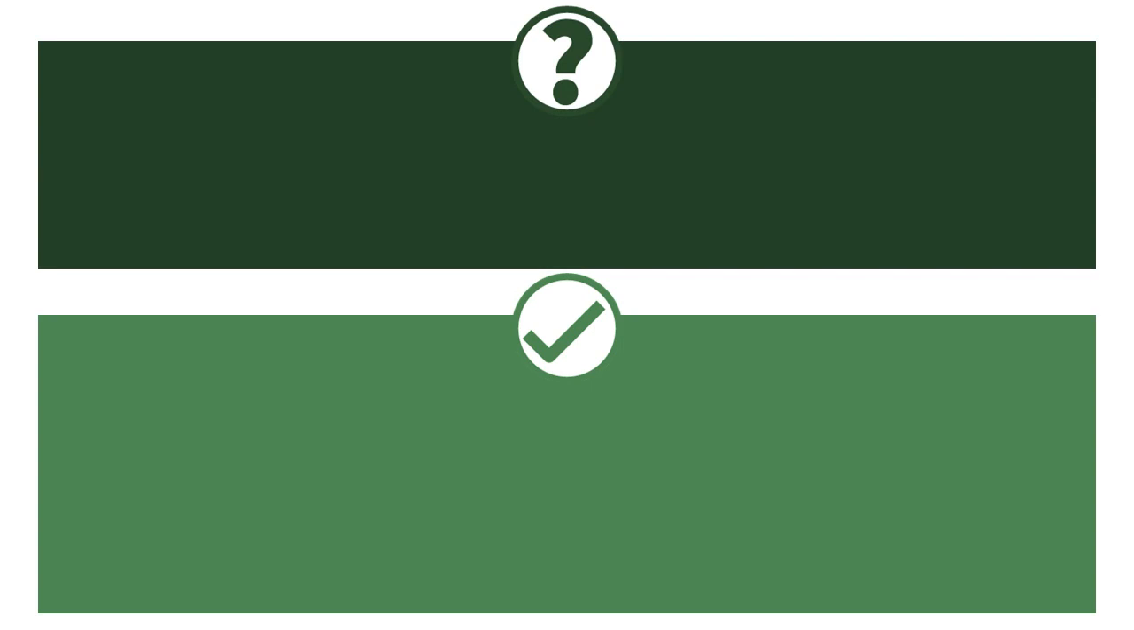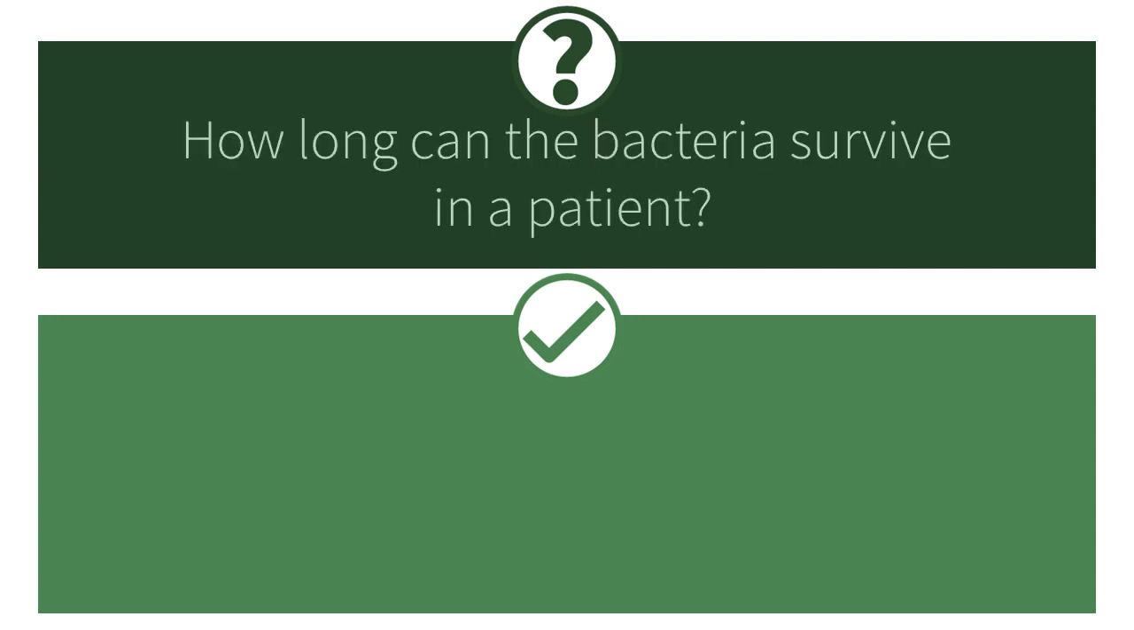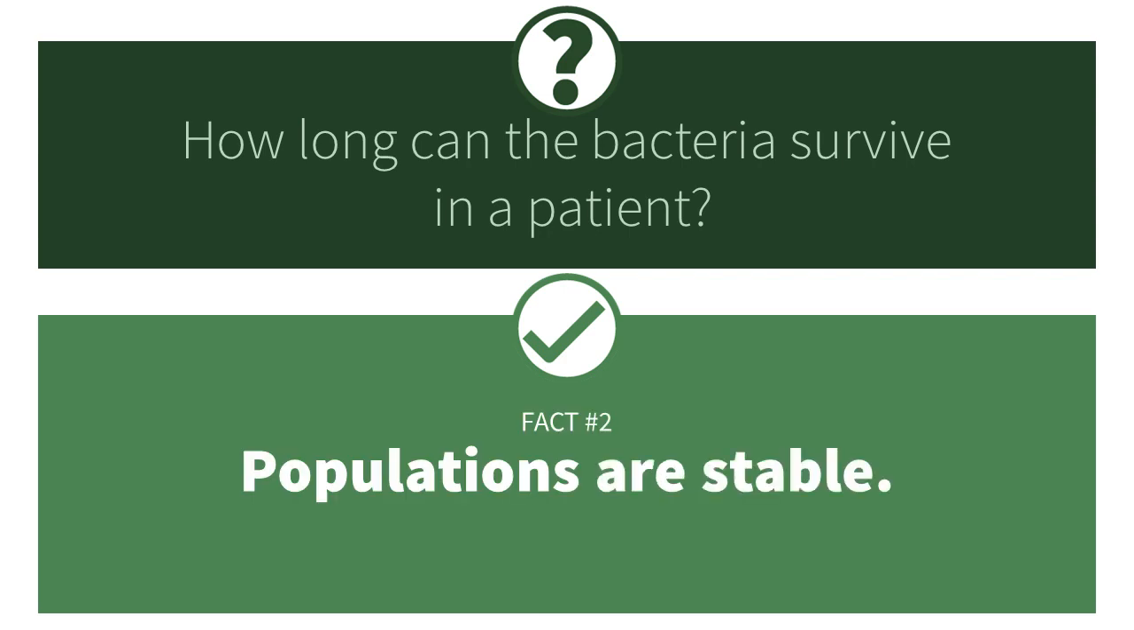How long can bacteria survive in a patient? TB is a chronic disease, and many people can harbor a TB infection for many years. A patient would not be able to survive if the bacteria continued to reproduce exponentially. Darwin also observed that successful populations grow, but eventually their numbers stabilize. In his theory, Darwin stated a second fact: populations are stable.